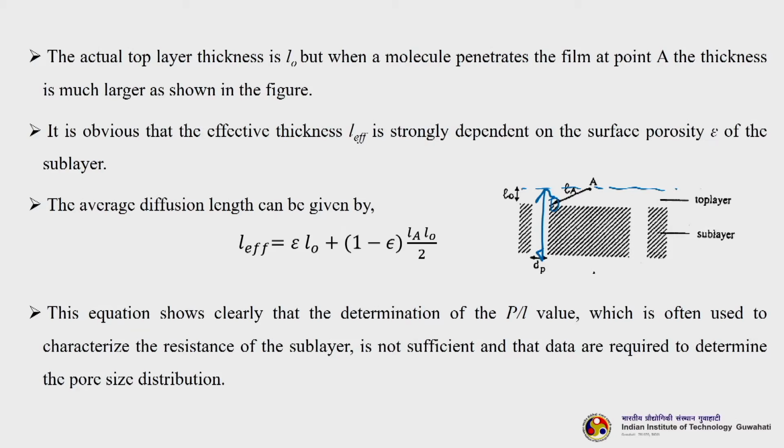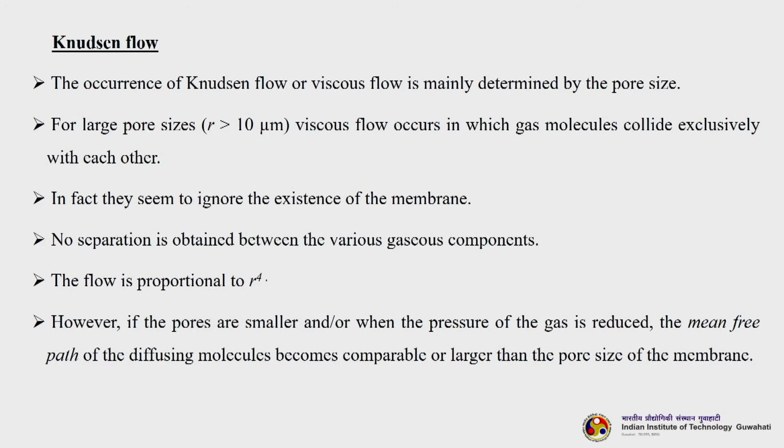Now, the average diffusion length can be calculated by this equation: L effective equals epsilon L naught, where L naught is the top layer thickness, plus 1 minus epsilon times L naught by 2. This equation shows clearly that the determination of the value P by L, which provides the resistance, is often to characterize the resistance of the sublayer, is not sufficient, and that it is required to determine the pore size distribution. Now, Knudsen flow.